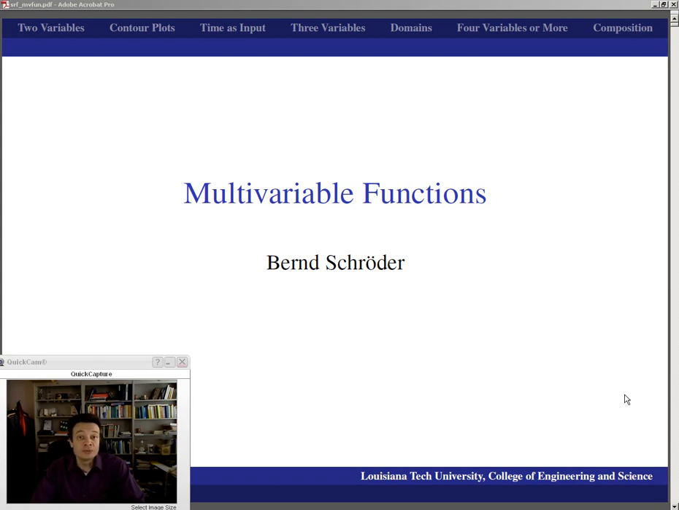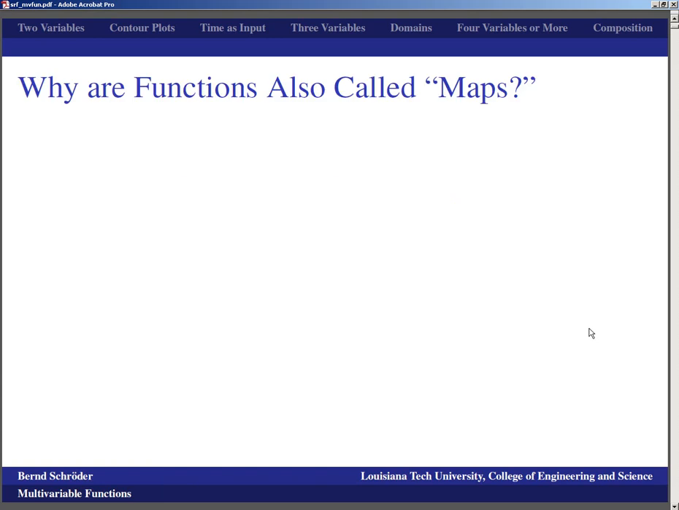For this presentation, we will start with functions of two variables, and that's because those can also be used to describe surfaces, and they're also used for bird's eye views, such as views of mountain ranges and things like that, and in fact, that's going to be our first example. Then we're going to talk about contour plots, which are that bird's eye view. We'll think about how time as an input can be digested. Then we'll talk about functions of three variables, and then finish out with some technical aspects about domains, more variables, and compositions.